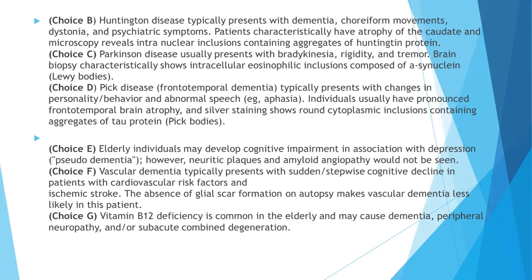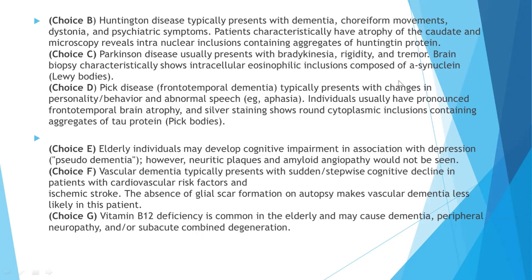Choice B, Huntington disease, typically presents with dementia, choreiform movements, dystonia, and psychiatric symptoms. Patients typically have atrophy of the caudate, and microscopy reveals intranuclear inclusions containing aggregates of huntingtin protein. Parkinson's disease usually presents with bradykinesia, rigidity, and tremor. Brain biopsy characteristically shows intracellular eosinophilic inclusions composed of alpha-synuclein, Lewy bodies.